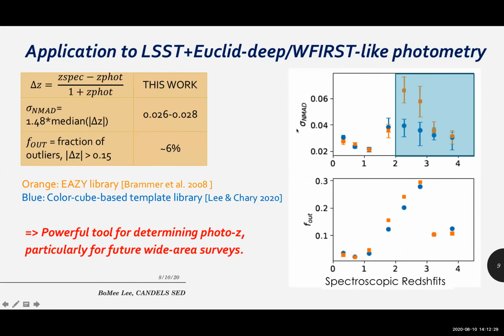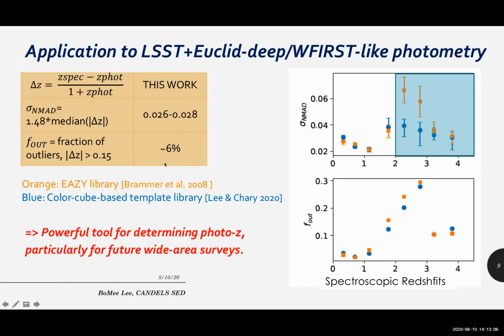Okay. So to test our method, we derive photo-G of galaxies using our new library of galaxy SEDs with 8 bands, U, B, V, I, G, Y, J of galaxies in GOODS-South and North, which are comparable to LSST+Euclid-deep Roman-like photometry. As a result, we obtain a photo-G precision, the sigma NMAD, of 0.026 to 0.028, and the outlier fraction of about 6% at redshift less than 5.